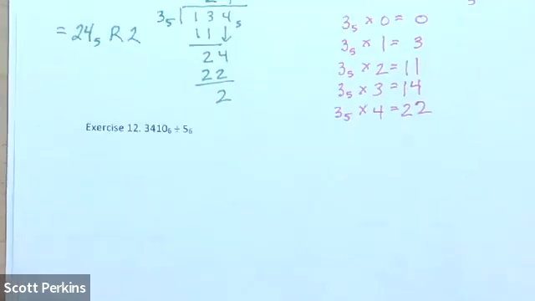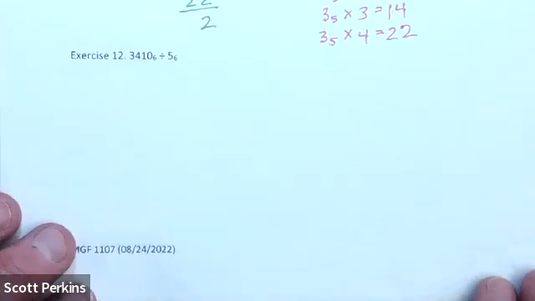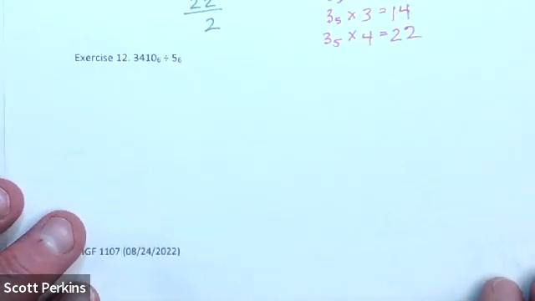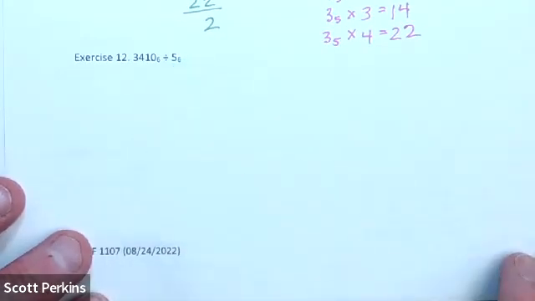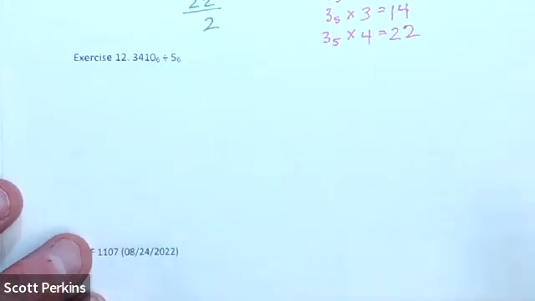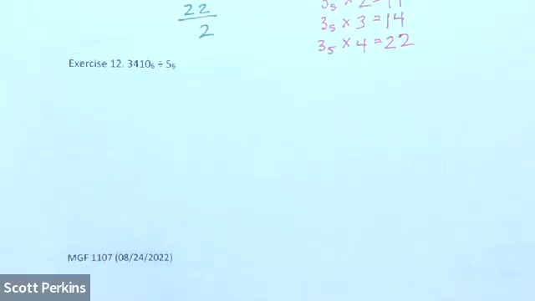All right, one more problem. Again, let's do it in 2 phases. What I would like you to do first is write out the multiplication table for 5 base 6. So you're going to have to multiply 5 times the 6 digits for base 6.